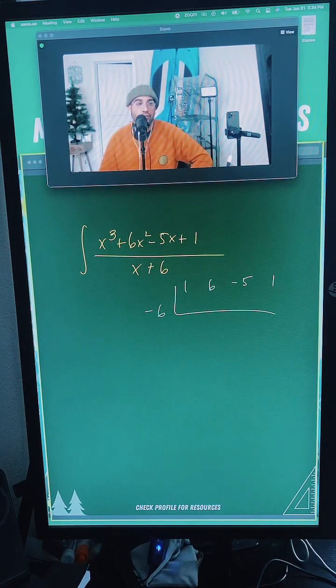-6 on the outside, that's for sure. So every time you use synthetic division, we have to use the opposite value of the binomial that we have on the bottom. And so now we just continue with our synthetic division.